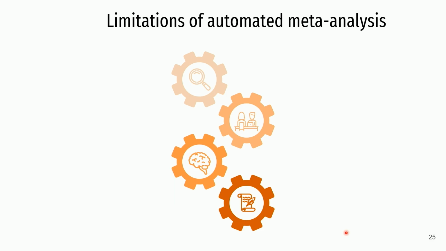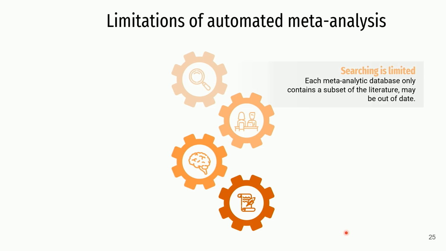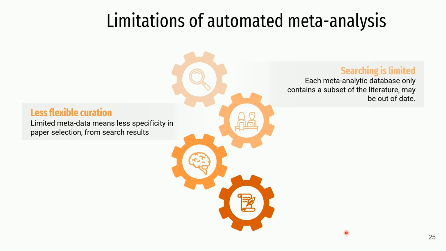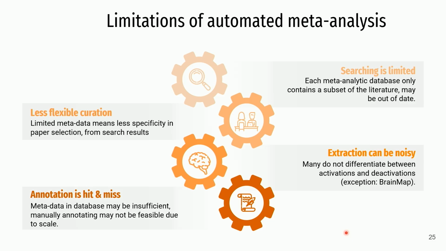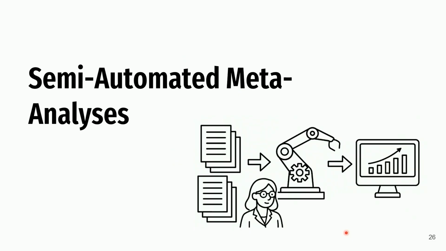What are the limitations? Large-scale meta-analysis seems great and very well-powered, but neither approach is perfect, right? Here, searching is limited. You're constrained to your database. There's less flexible curation because the data is already in there and you're not able to select studies as easily. Extraction can be noisy, so not all of these databases differentiate between activations and deactivations, and annotation is hit and miss. Okay, trying to run through this quickly, sorry.